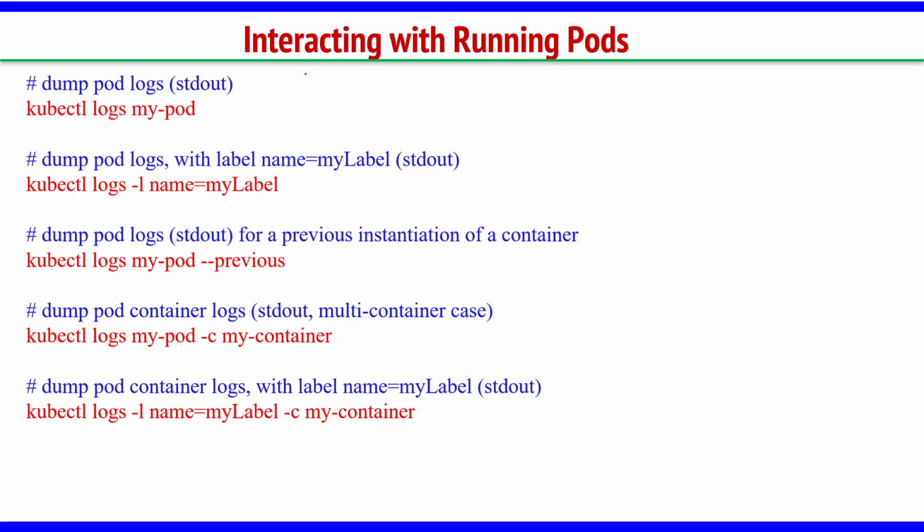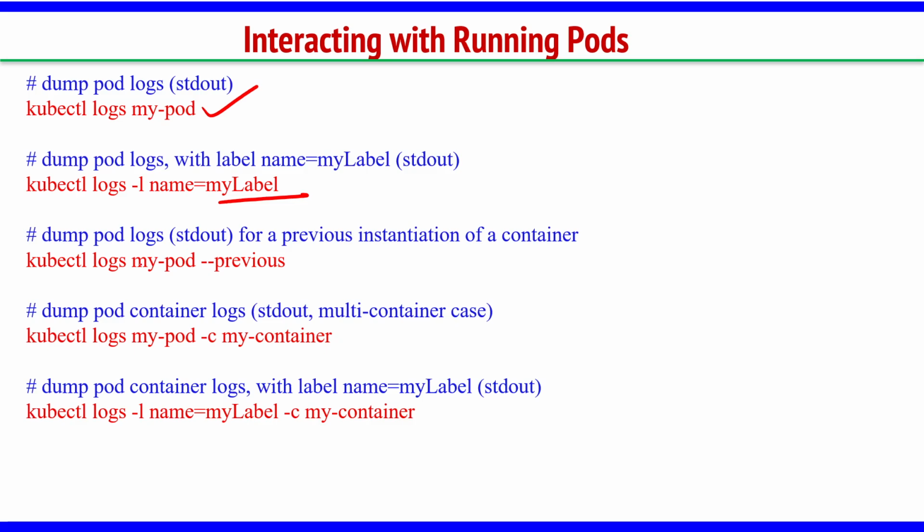Now, interacting with the running pods. We know the story about the cluster. Inside the cluster we have nodes, inside nodes we have multiple pods. Now, I want to talk to the pods, or give some instructions or interact with the pods. So, what are the different commands that we have here? To see all the pod logs, I can use kubectl logs my-pod-name, and if I want to see the logs with label names, then I can give logs -l name=my-label.